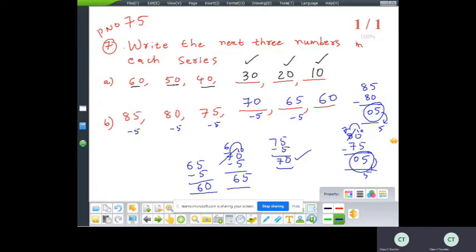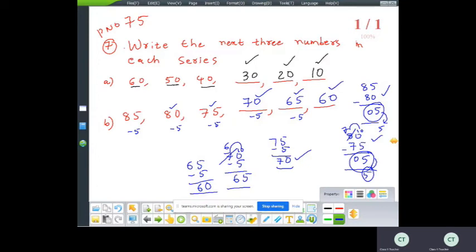These are in descending order. Now, subtraction of 85 and 80 is 5. Next, subtraction of 80 and 75 is 5. In this series, every number is decreased by 5. Decrease means it is reducing. 85 minus 5 is 80. 80 minus 5 is 75. 75 minus 5 is 70. 70 minus 5 is 65. 65 minus 5 is 60. Our answers are 70, 65, 60.